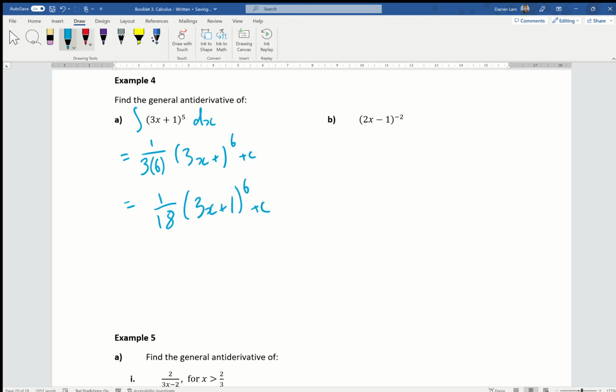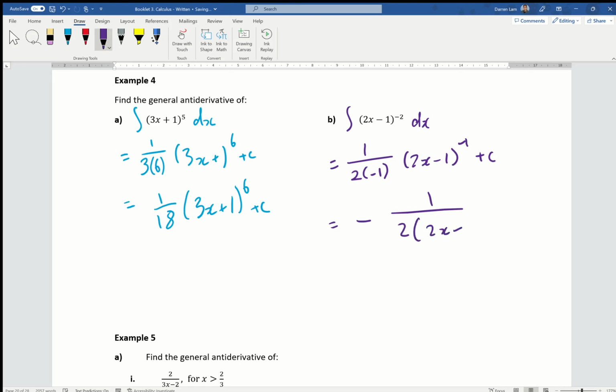The second example, we're going to end up with the antiderivative again, dx, where we have equals 1 over 2 times the increase, which becomes -1, (2x - 1) to the power -1 plus c, which again would simplify to 1 over 2(2x - 1) plus c. I have skipped a step there.